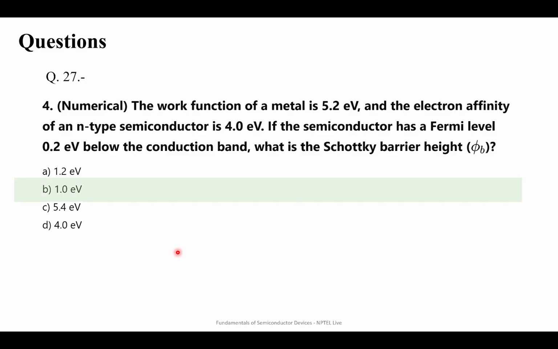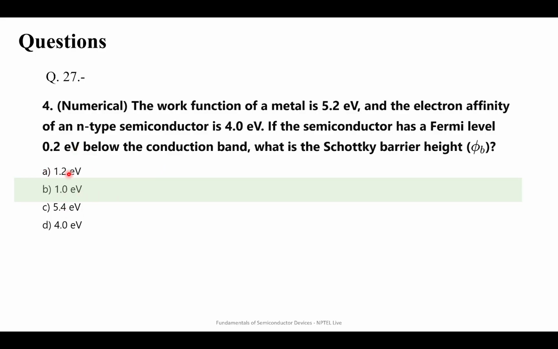So the answer to this would be 1 electron volt. Your electron affinity is given as 4 electron volts and the Fermi level is given as 0.2 electron volts below the conduction band. So add 4 and 0.2, and your work function for the semiconductor comes out to be 4.2 electron volts. So you do 5.2 minus 4.2 and you get 1 electron volt.